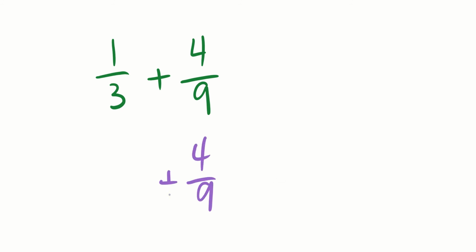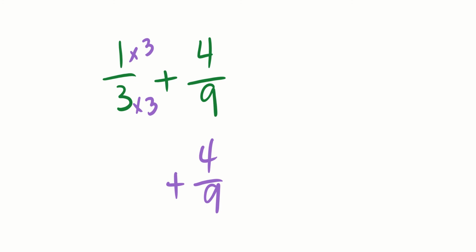The third scenario we might see is if the smaller denominator can go into the larger one. So here we have 3, and that is a factor of 9. So I'm going to leave 4/9 alone and then just change the 1/3. So 1/3 can be multiplied by 3 and 3, because 3 times 3 is 9.